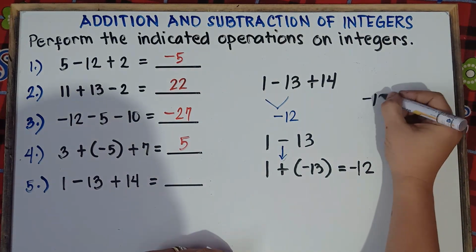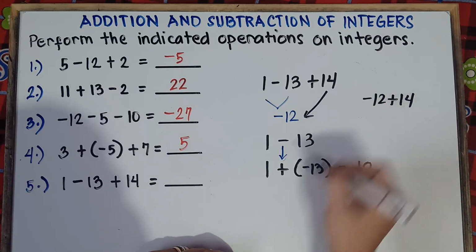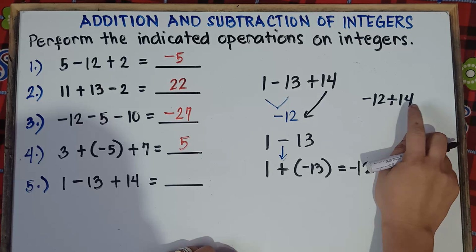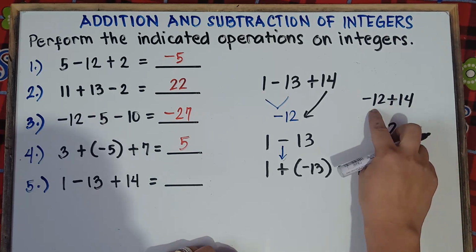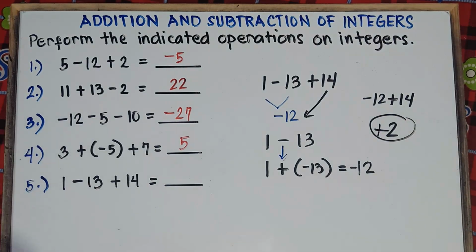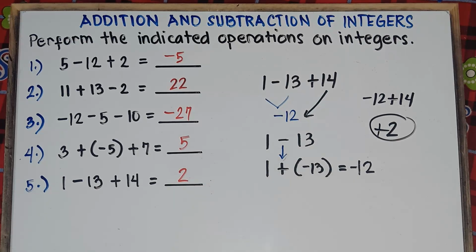So negative 12 plus 14. Once again, rules in addition: if they don't have the same sign, subtract. 14 minus 12, that's 2. Now 14 is greater than 12, therefore we copy the sign of 14. This will be positive 2. Alright, so the answer of number 5 would be positive 2. That's it, class, with regards to examples 1 to 5.